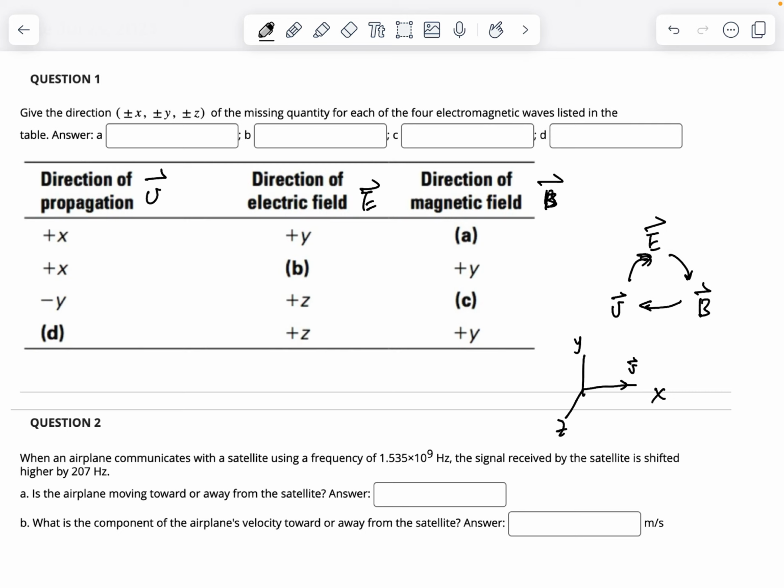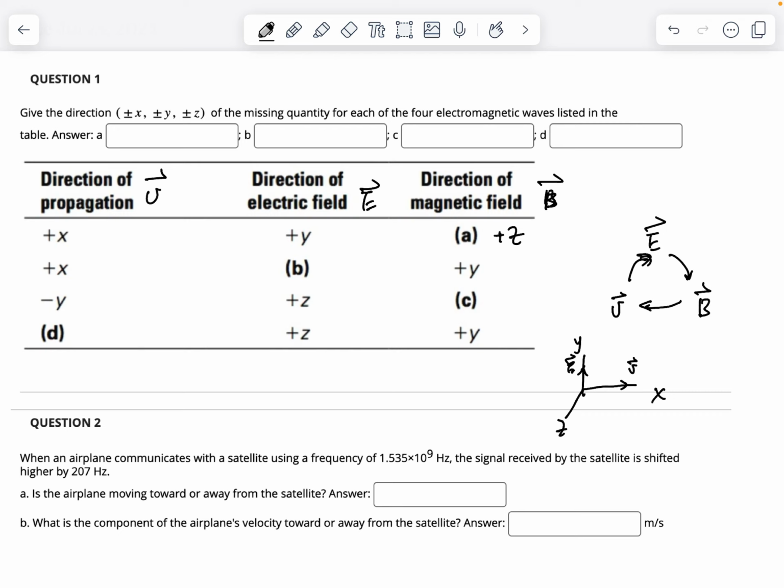And E is Y, right? You know V, you know E, figure out B. So with the right hand rule, point to V, curve to E, that's B. So B will be positive Z.